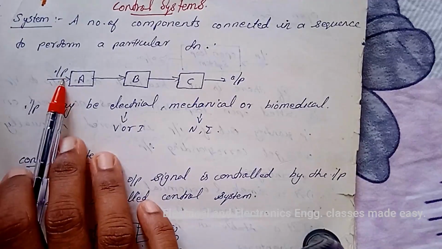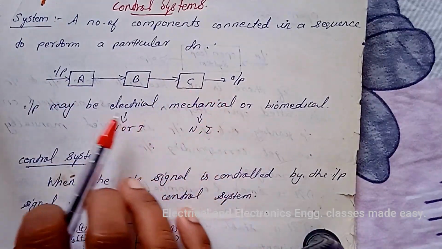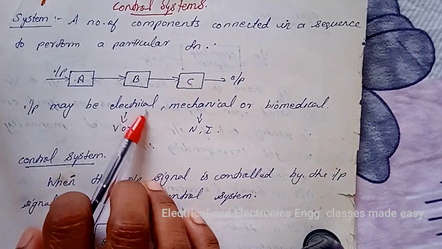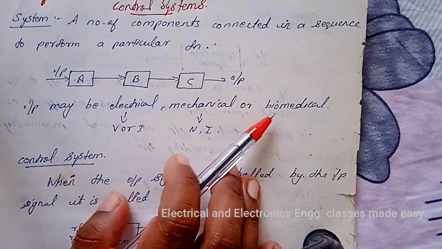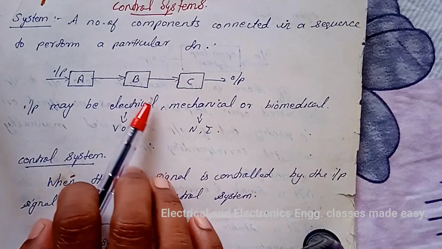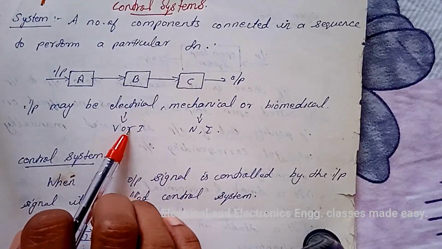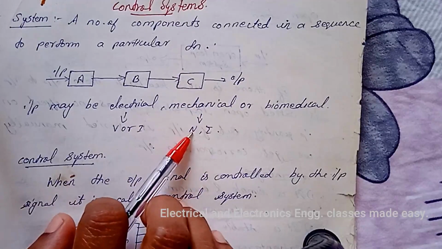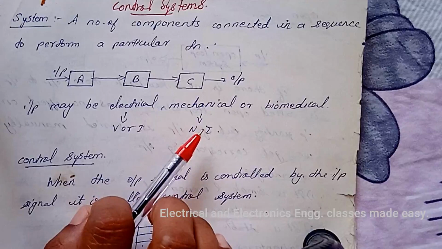And it has input and output. So the input may be electrical, mechanical or biomedical. So electrical means voltage, current, like that, and mechanical means speed, torque, etc.